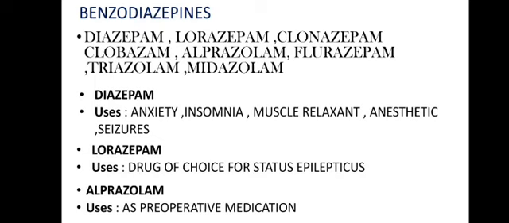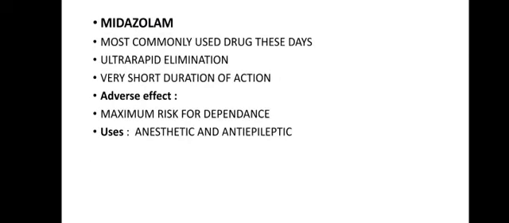The next drug is alprazolam, which is used as preoperative medication. When a patient is undergoing surgery, this medication is given to relieve the anxiety in patients who undergo surgery. The next drug is midazolam. Midazolam is the commonly used drug these days, which has rapid elimination and shows shorter duration of action. The major risk of midazolam is dependence on chronic use. It is used as an anesthetic and anti-epileptic medication. In epilepsy treatment, midazolam is used as a first-line regimen, especially in pediatric patients.